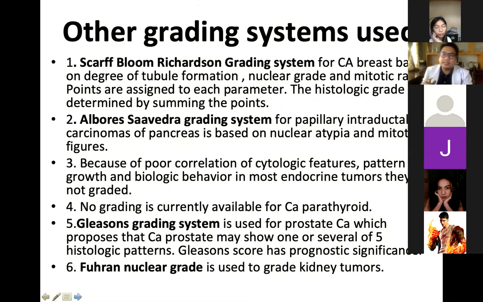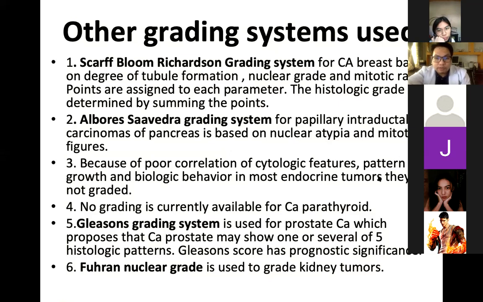So, other grading systems, class, are used also on different types of cancers. Hindi lahat gumagamit ng borders. Hindi lahat gumagamit ng TNM. So, we have also other grading systems used for other types of cancers. Okay? For breast cancer, we use the Scarff-Bloom-Richardson grading system. For papillary intraductal carcinomas of the pancreas, we use the Albores-Saavedra grading system.